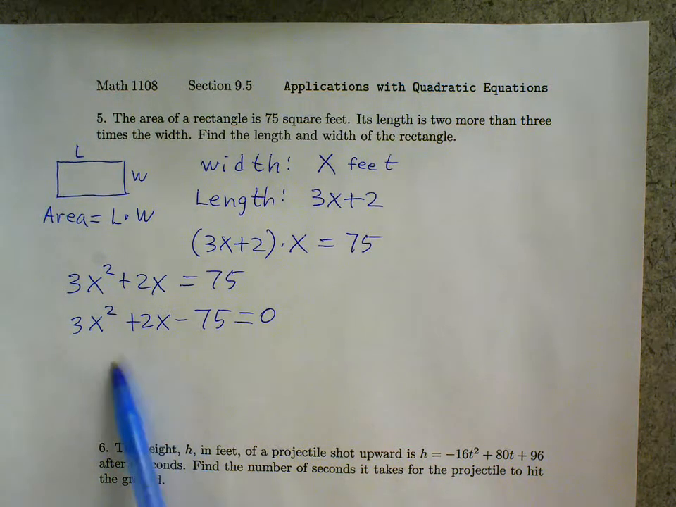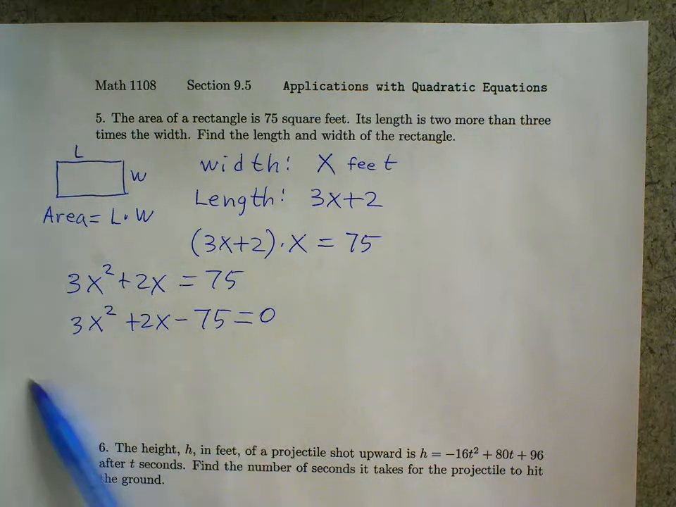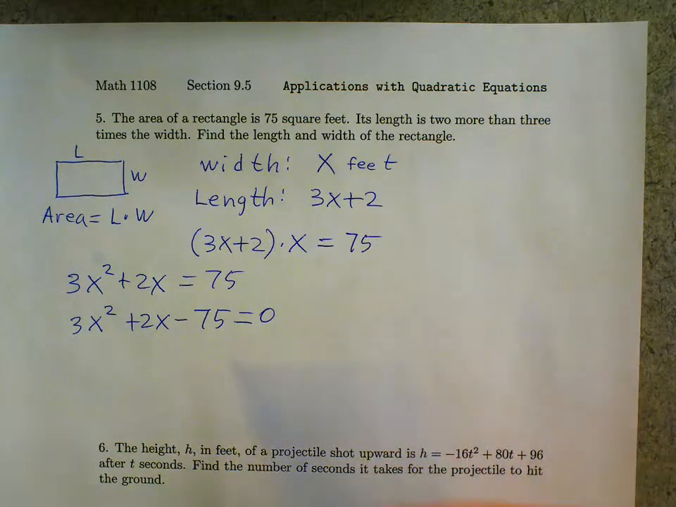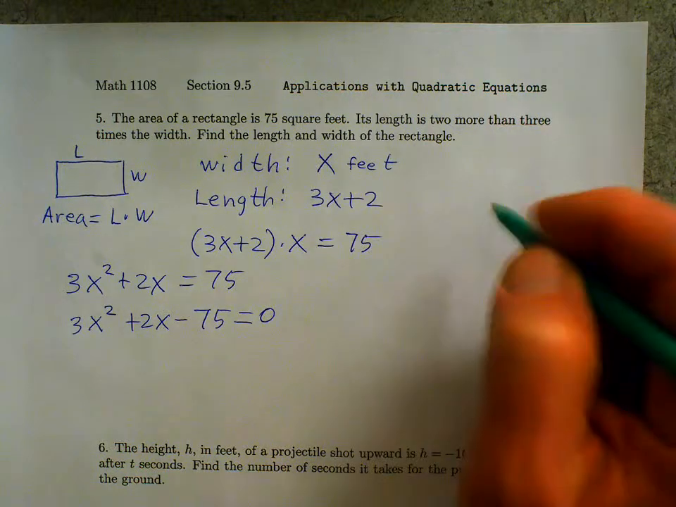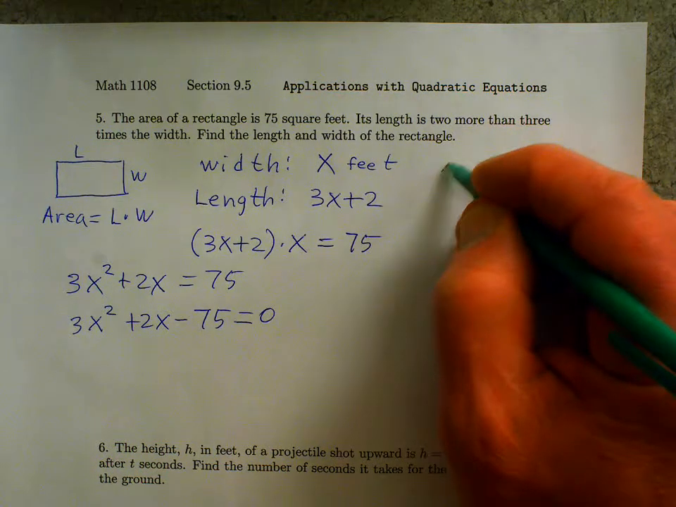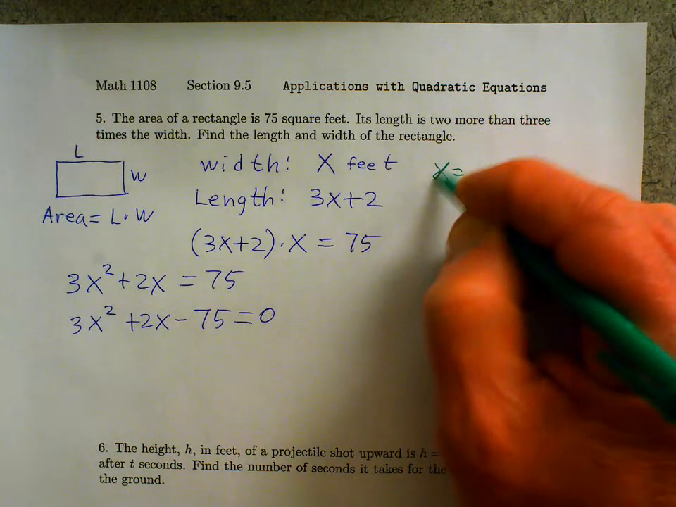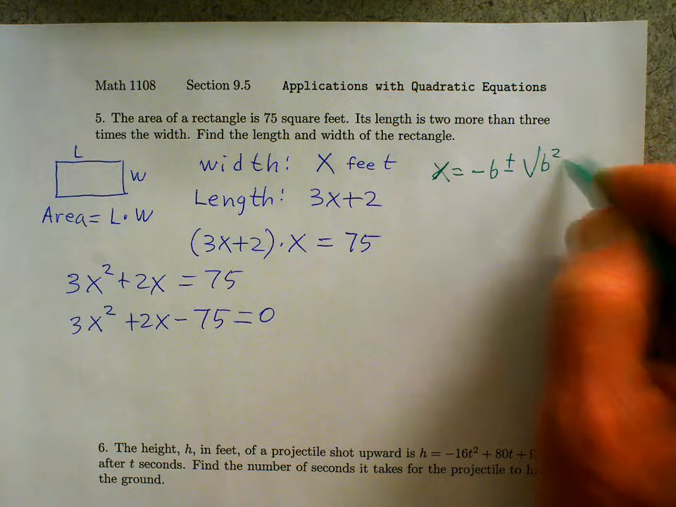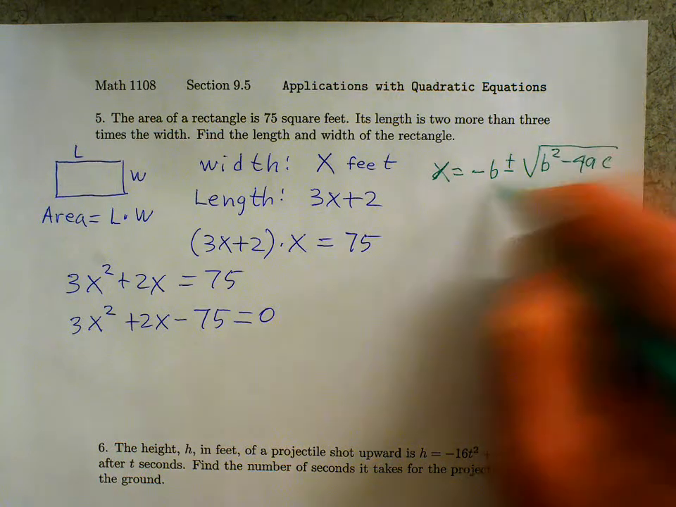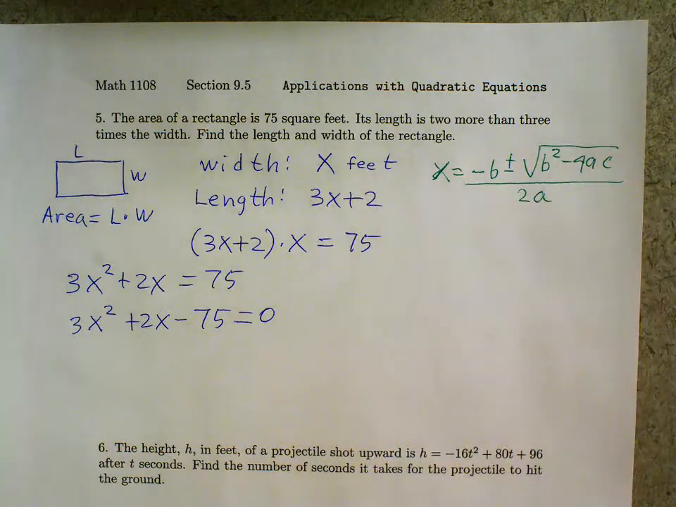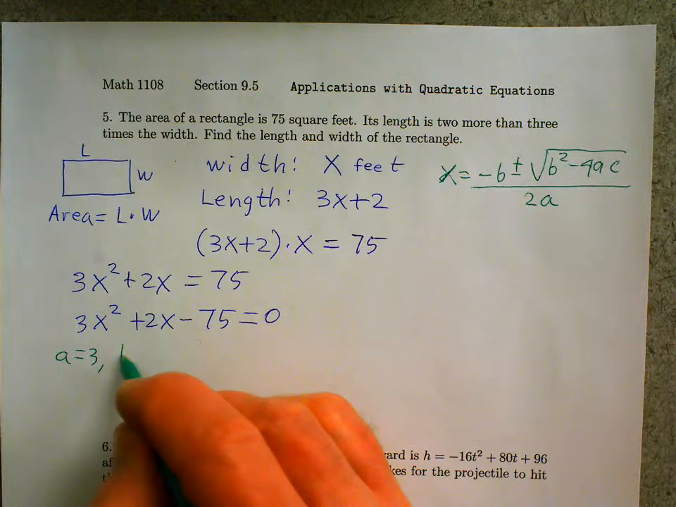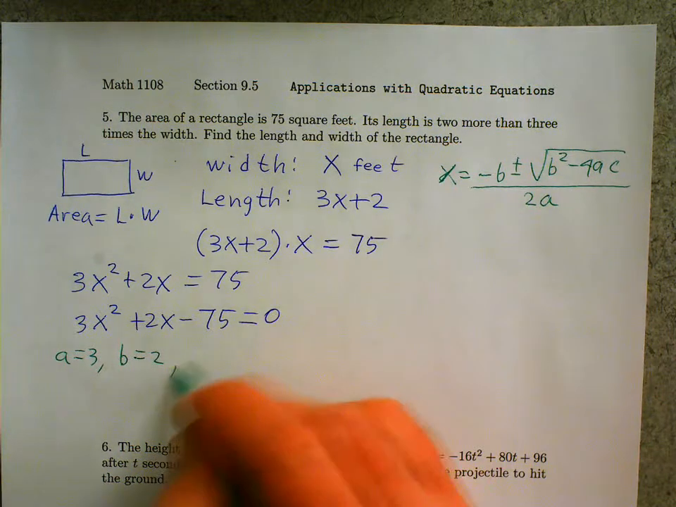Okay, we can solve this equation using the quadratic formula. So let's practice the quadratic formula. Hopefully you have that memorized. x equals negative b plus and minus the square root of b to the second minus 4ac, all divided by 2 times a. So for this one, a is 3, b is 2, and c is negative 75.